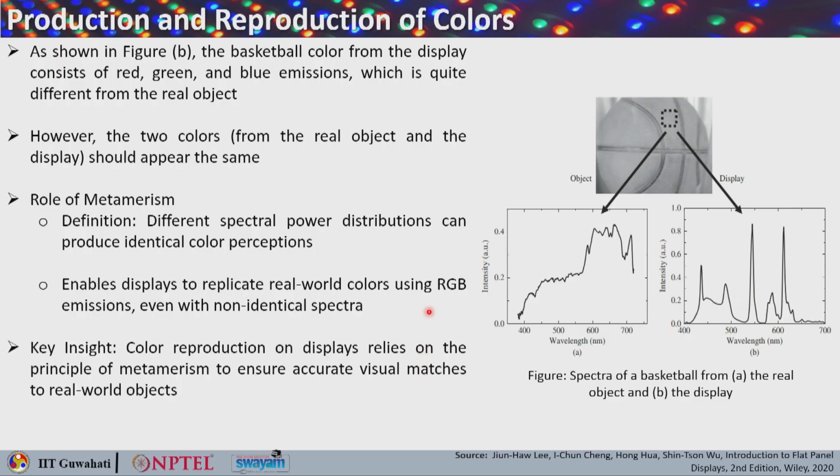So, what is the key insight for color reproduction? Color reproduction on displays basically relies on the principle of metamerism to ensure that the visual accurately matches the real world object. So, the perception should remain the same for the object, whether the display is showing it or the real object is seen. Okay. So, with that we conclude this lecture.